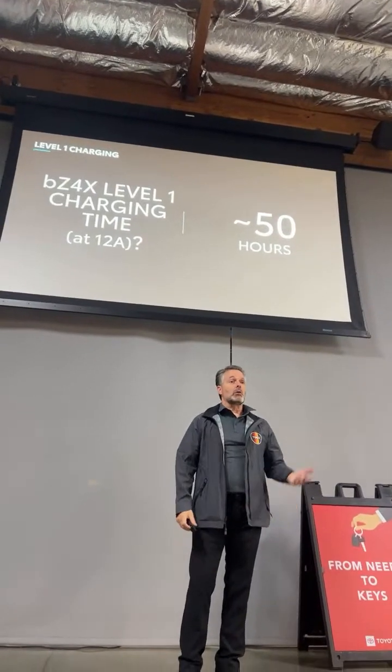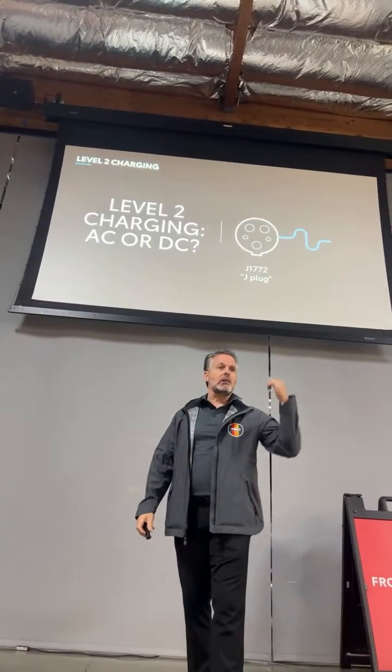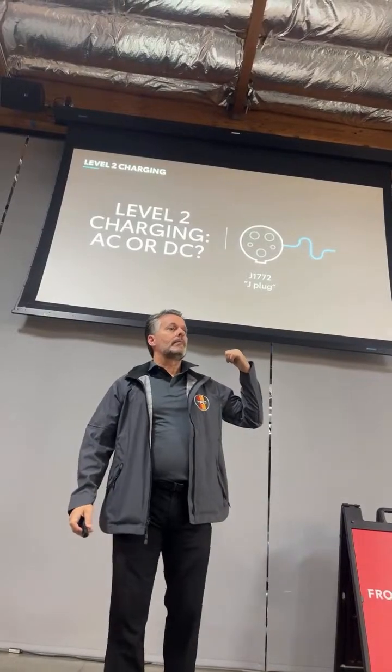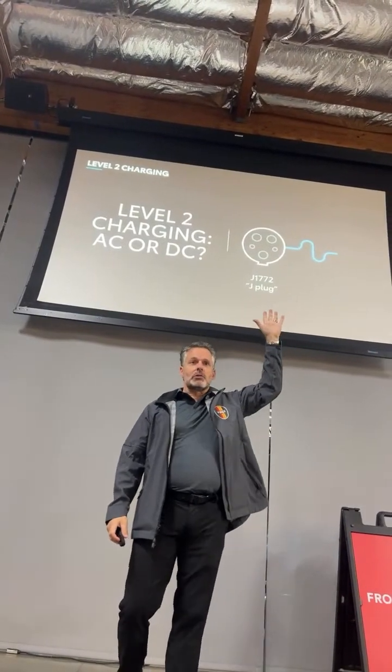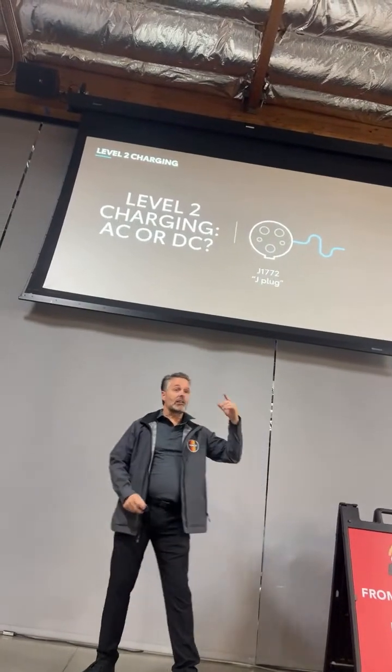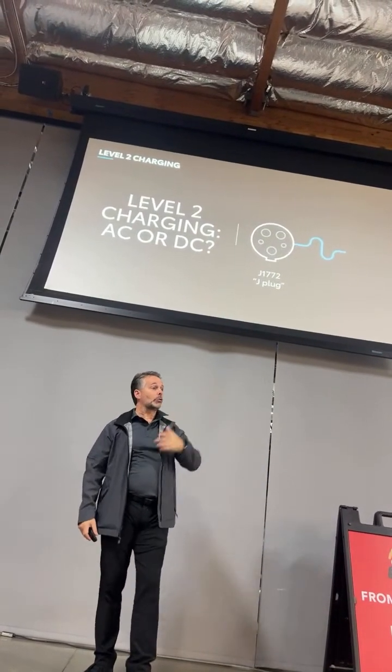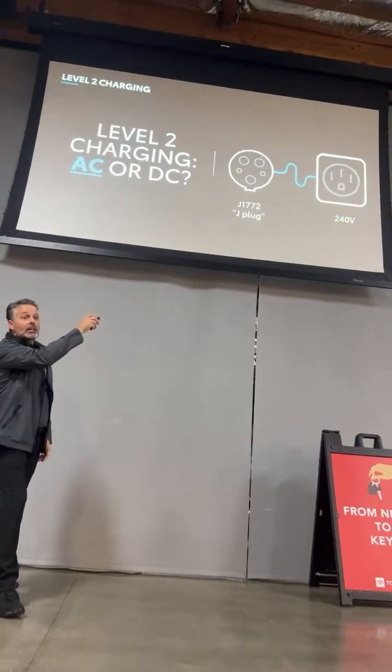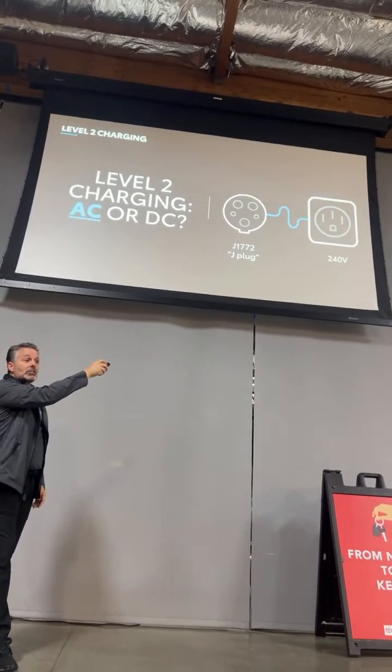So, you want more power? Let's go to level 2. AC or DC? All right, this is actually still AC current, alternating current. You can tell by looking at the connector. The J plug is going to be an AC connection. This is at your house.